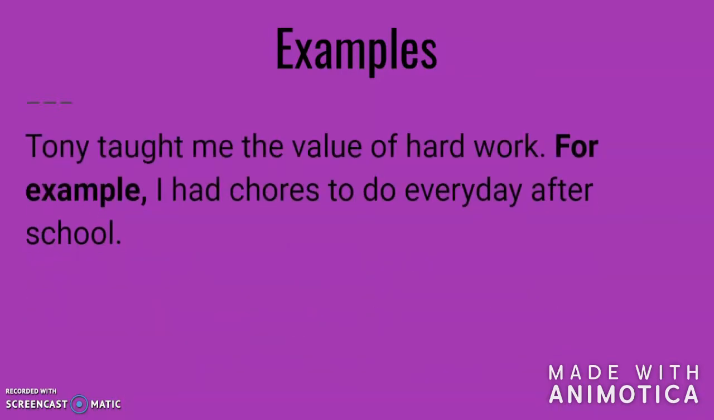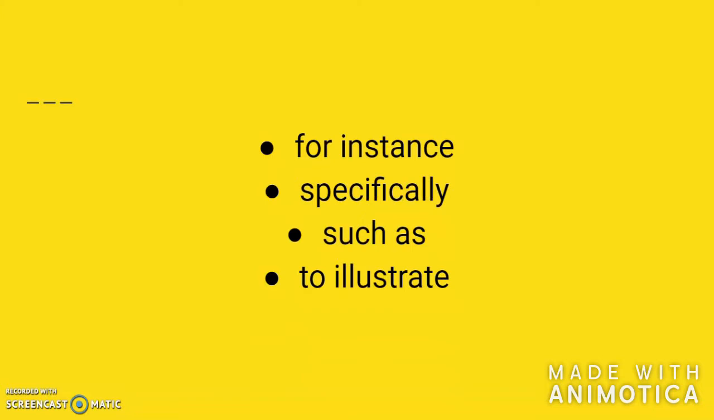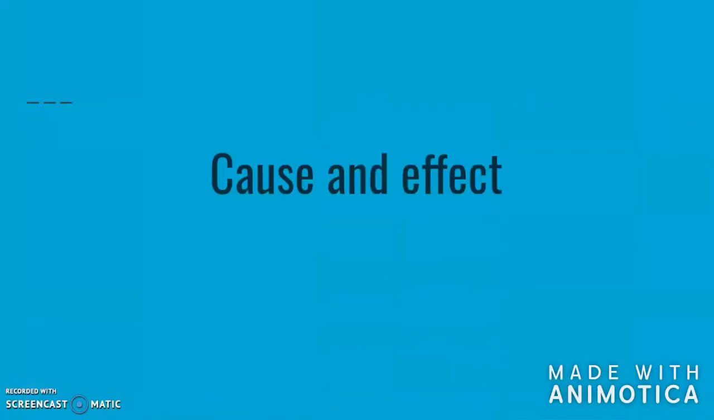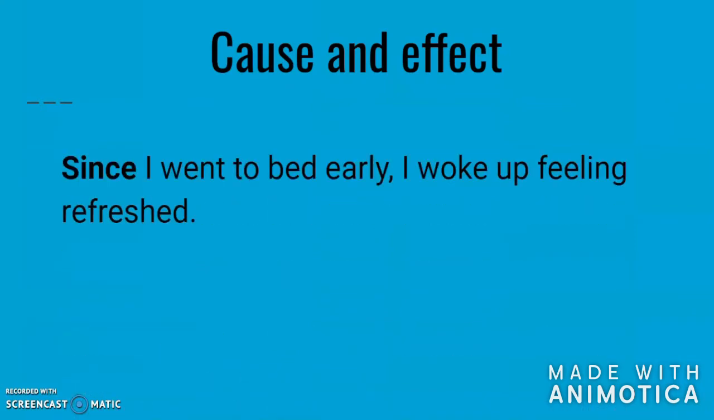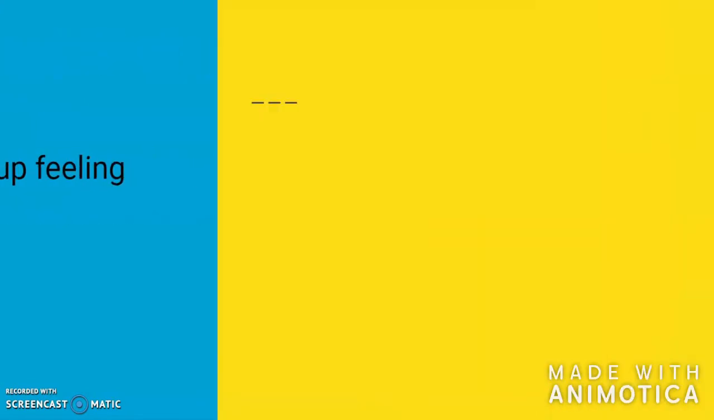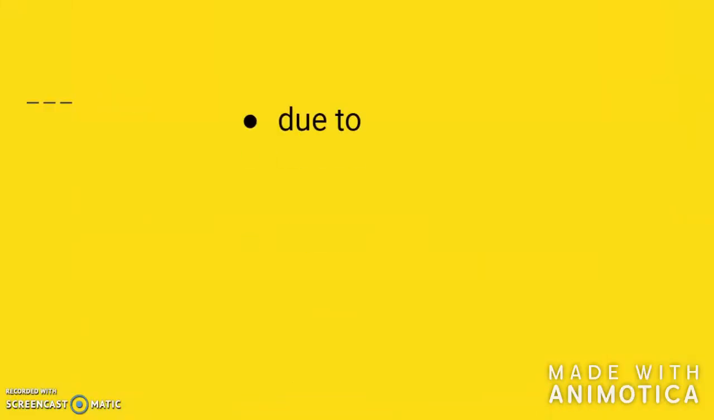Then we have examples. As the word says, it is used to indicate an example. For example, Tony taught me the value of hard work. For example, I had chores to do every day after school. Some transitions that we can use are for instance, specifically, such as, and to illustrate. Then we have cause and effect. They are used to show a cause or effect. For example, since I went to bed early, I woke up feeling refreshed. Some transition words that we can use are due to, for, therefore, because of, so, and consequently.